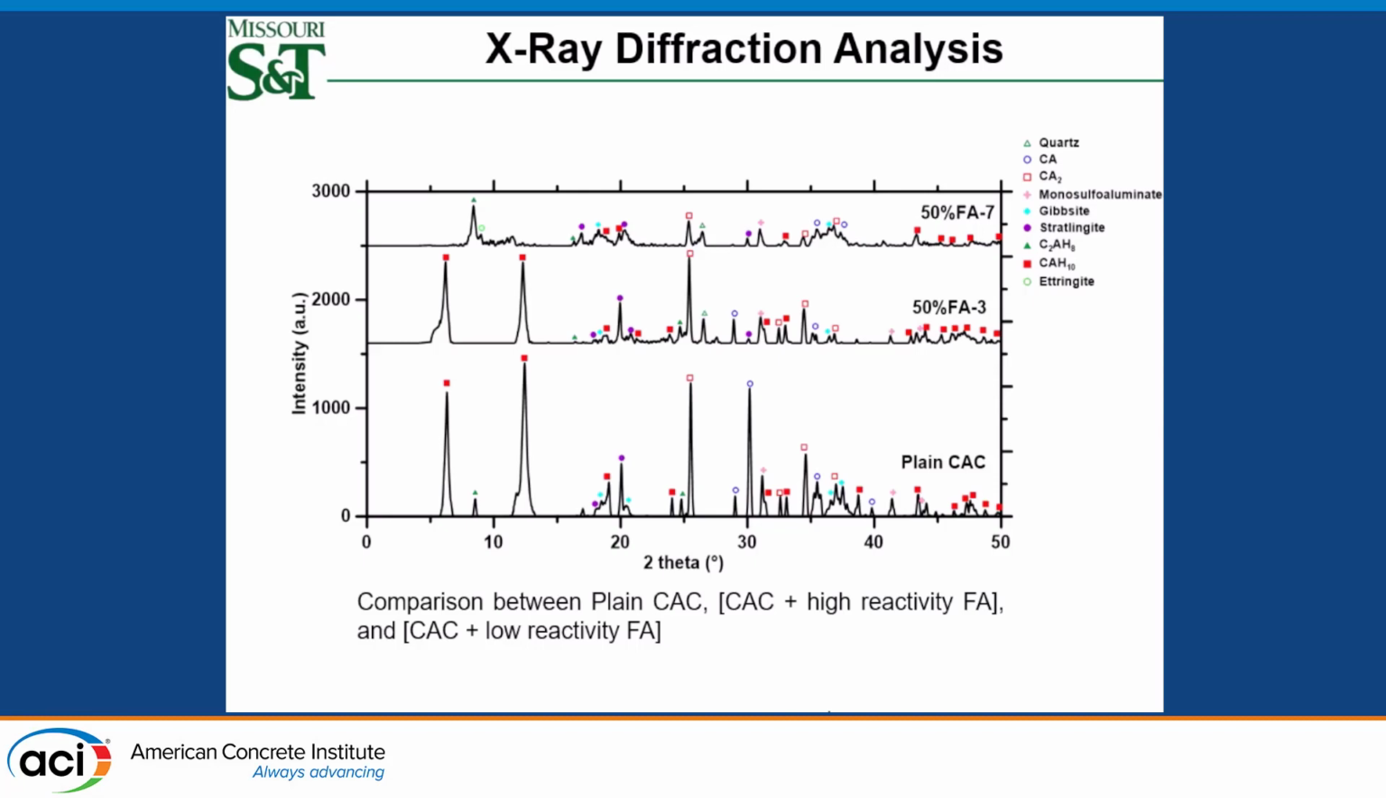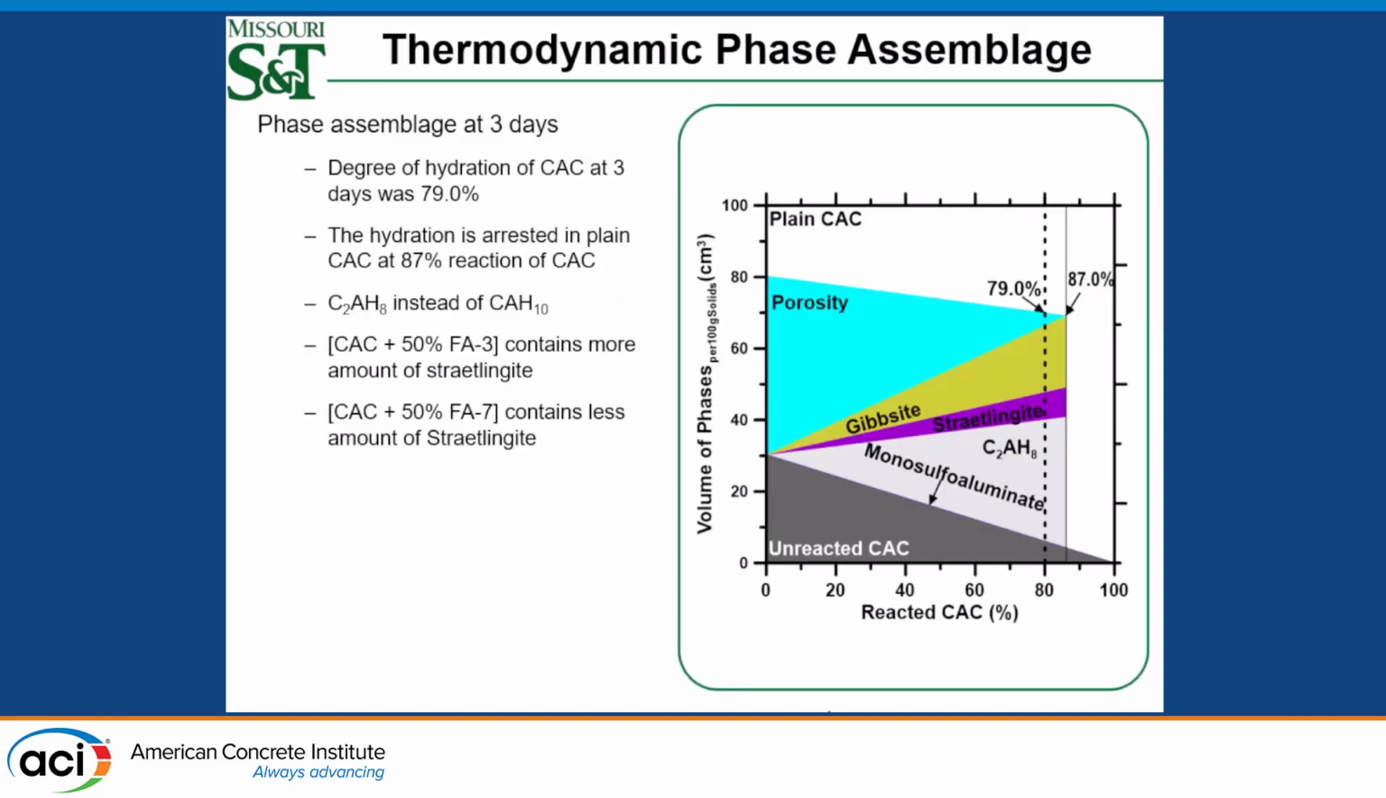This is just representative of the low reactive flashes. Now, you can see that you have more stratlingite being formed, which means that more silicate ions are being released for high reactivity flashes. And flash 7, which is a low reactive flash, you can see that very little stratlingite is being formed. This proves the TCT theory that the higher NC you have, the lower the reactivity, and the lower NC you have, the higher the reactivity.